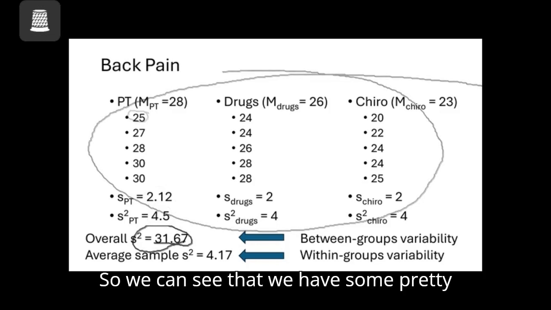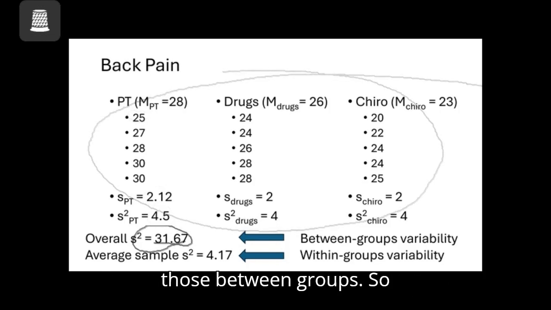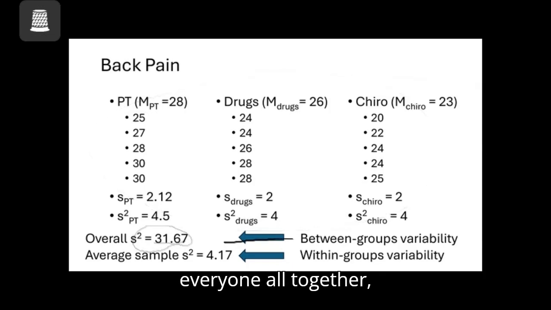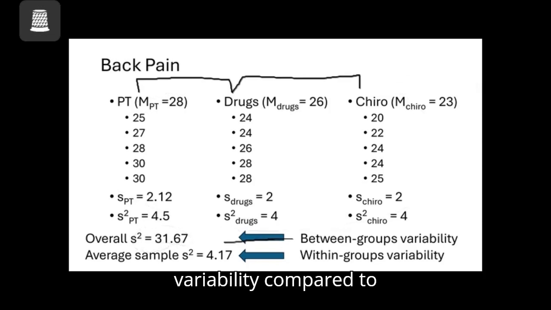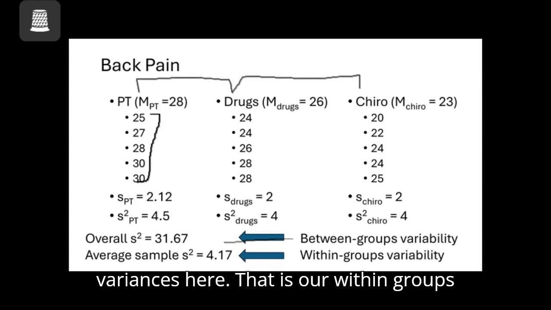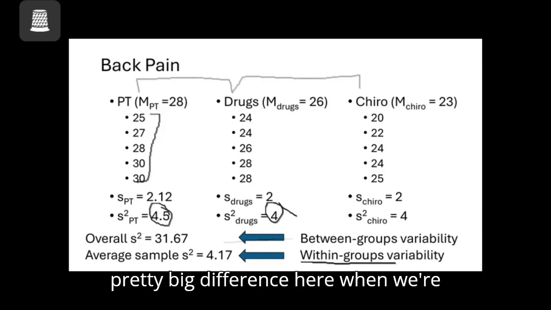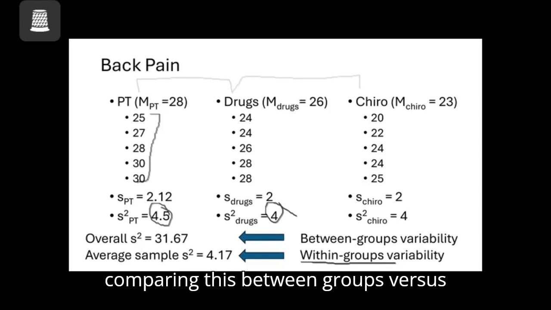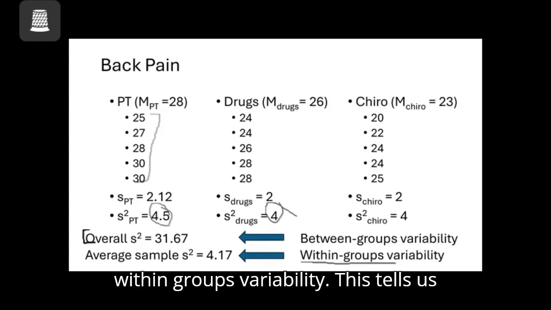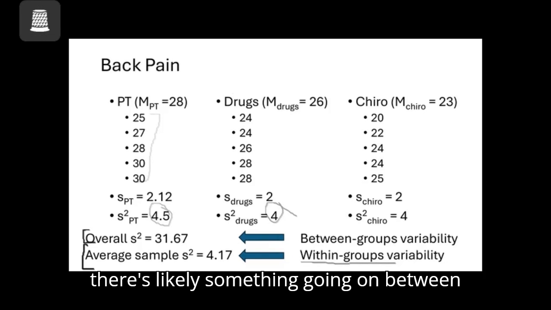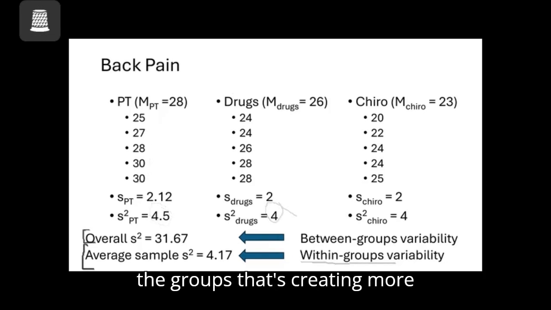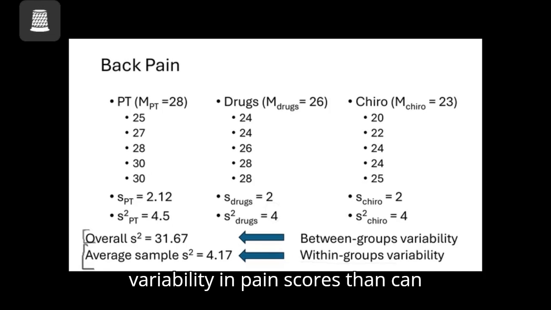So we can see that we have some pretty big differences here. When we compare between groups variability, meaning everyone all together, to within groups variability, these variances here, we can see we have a pretty big difference. This tells us there's likely something going on between the groups that's creating more variability in pain scores than can just be accounted for by individual differences.